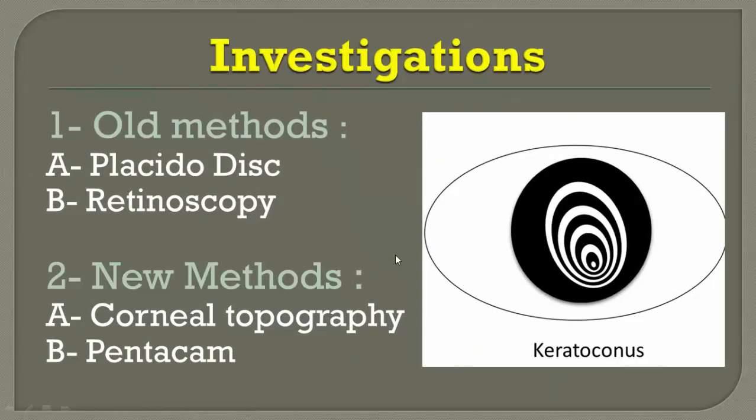Investigations. There are old methods for detection of keratoconus, which are done by Placido disc and retinoscopy. Placido disc, like this photo, consists of circles of reflected light on the surface of the cornea, and here we can see that these rings or circles are not regular. It's like a spiral in shape, which means that the corneal surface is not a regular surface.